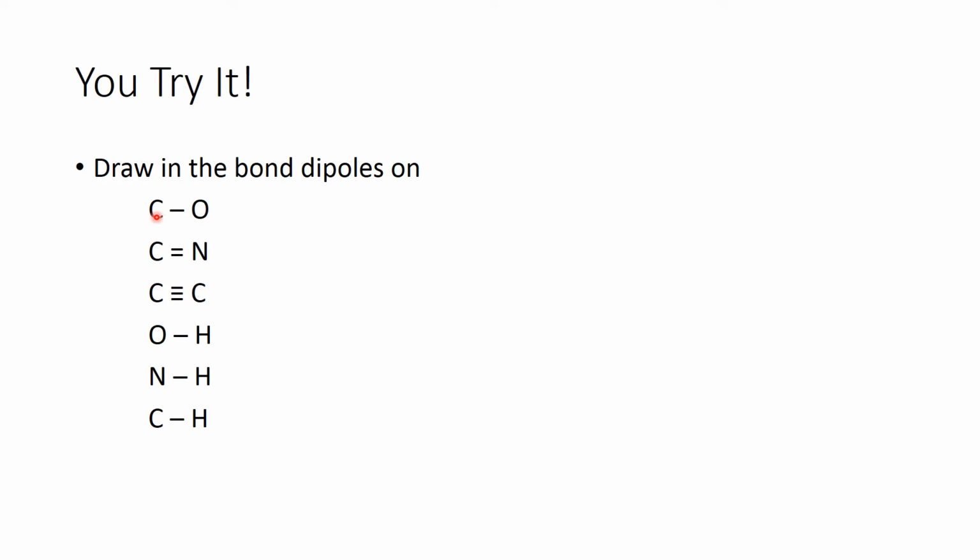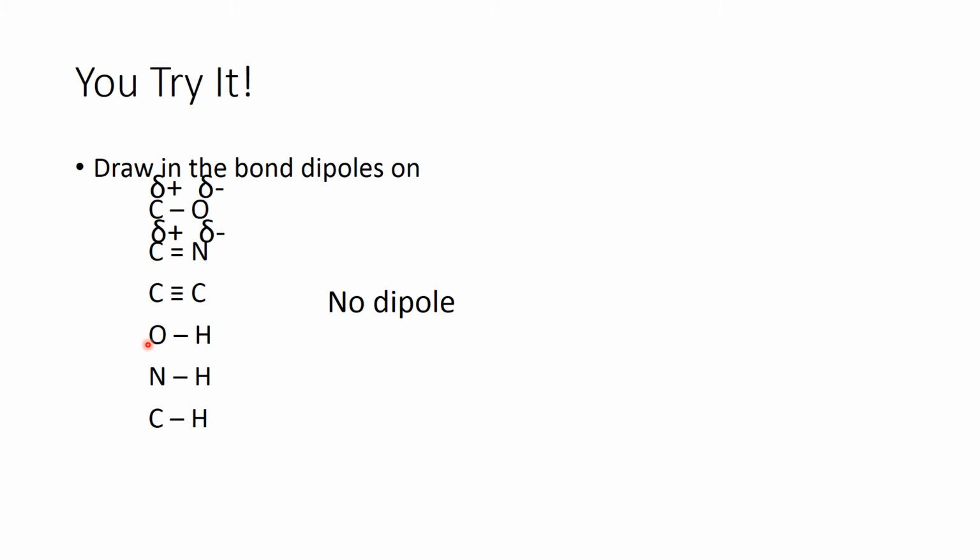Okay, so on this bond, the carbon is less electronegative than the oxygen, so you get a del positive on the carbon and a del negative on the oxygen. The nitrogen is more electronegative, so the carbon gets a del positive, nitrogen gets a del negative. This bond down here is nonpolar, so there is no dipole.